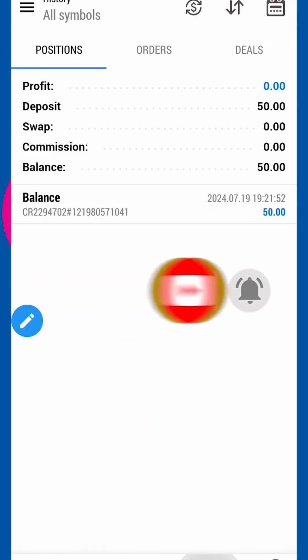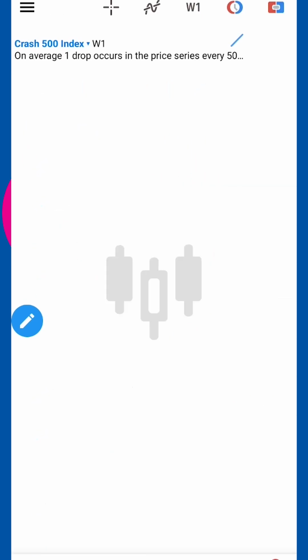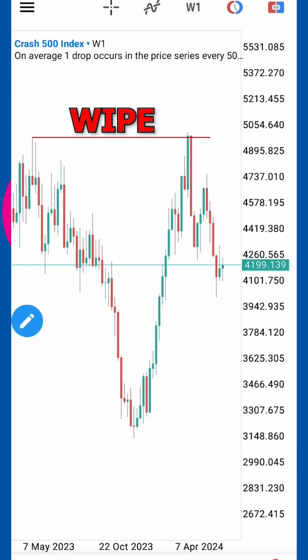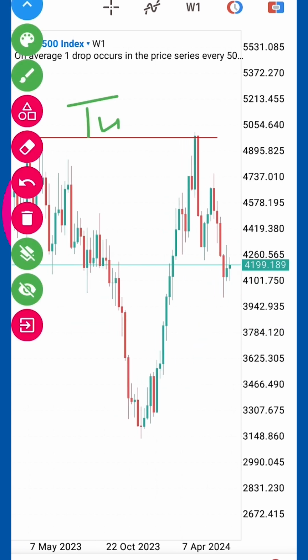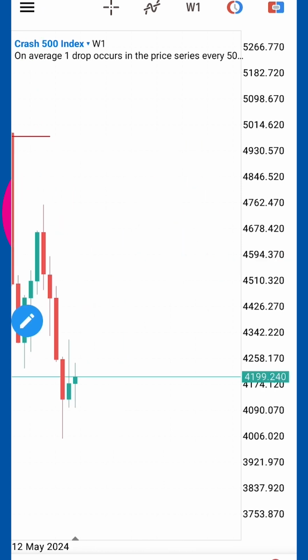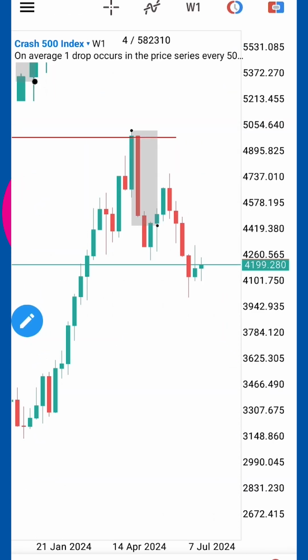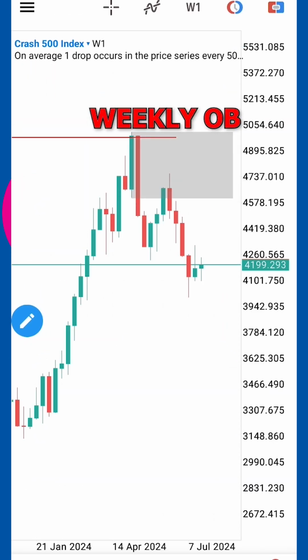Now, like usual, we start off the analysis on a higher time frame, which is the weekly chart, and we see a wipe. That's the first thing we notice, a wipe above that high, and in ICT terms we call it a turtle soup. So it grabbed liquidity above that high and immediately ran back into the range, and then price right now is respecting the weekly bearish order block.